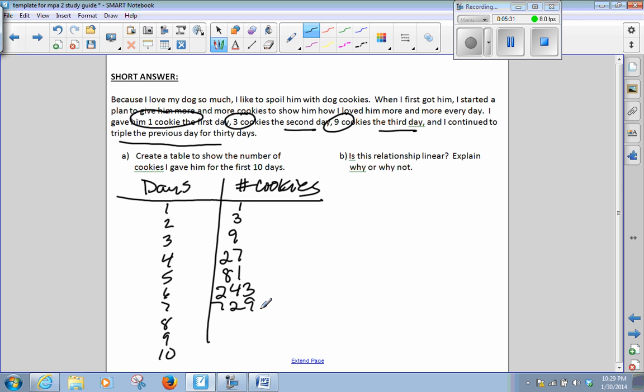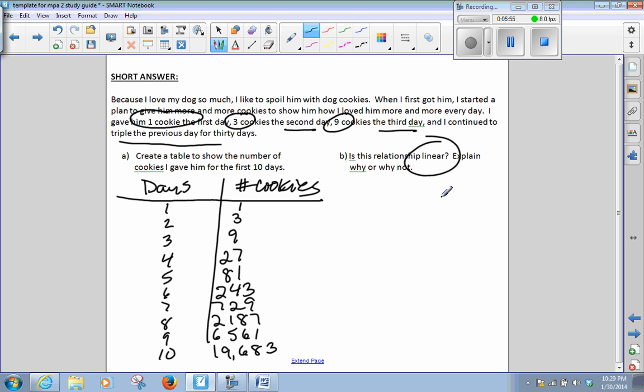So multiply that by 3 on day 8, that darn dog is getting 2,187. Again, I know how ridiculous this sounds. By the next day, he gets 6,561. And then finally on day 10, gets 19,683. So part B says, is this relationship linear?